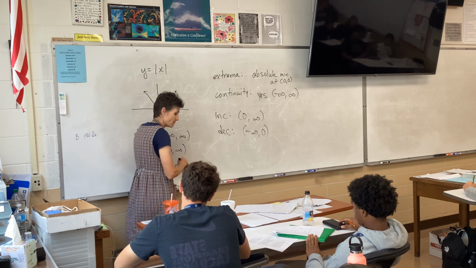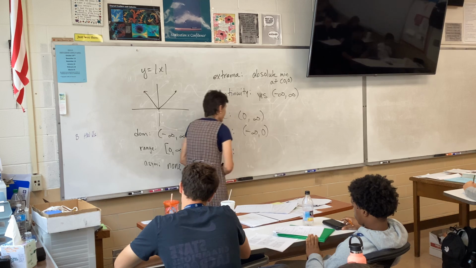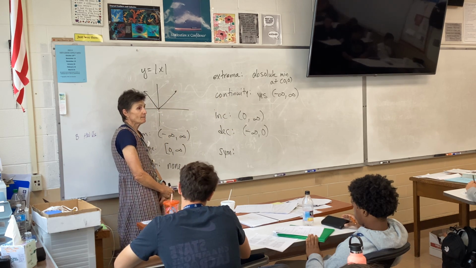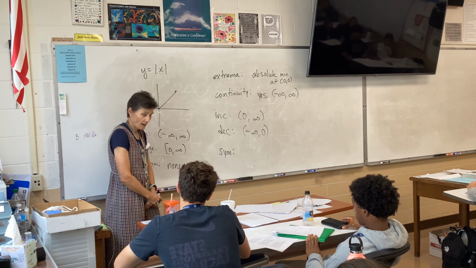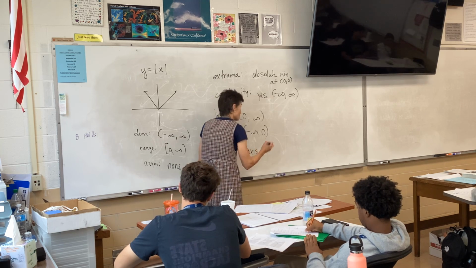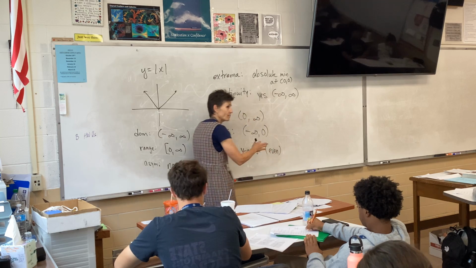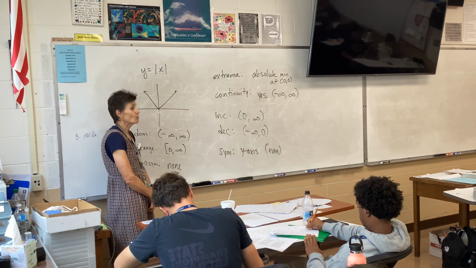All right, symmetry, boundedness, and end behavior. Does this picture have any symmetries? Yes. Across the y-axis. So we'll just say y-axis symmetry, which, by the way, makes it even, right? I'm just gonna write that word in there just to remind you, y-axis symmetry is even. Cosine is even.